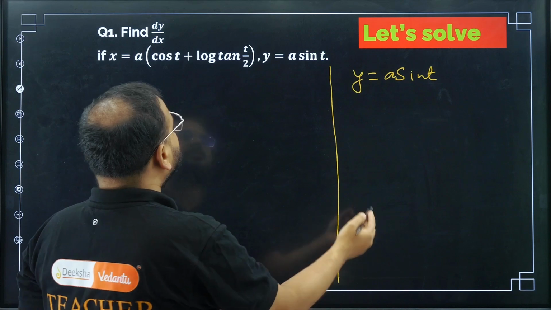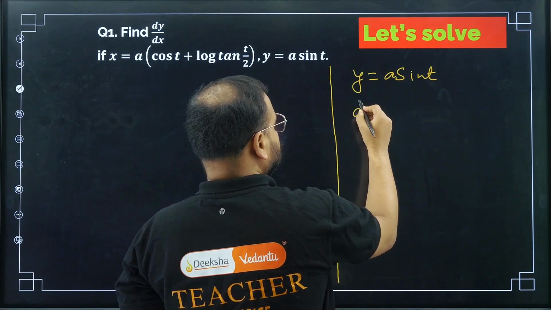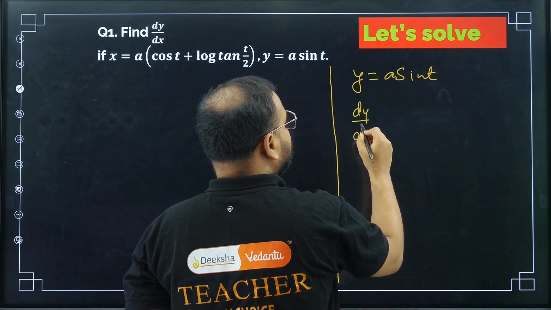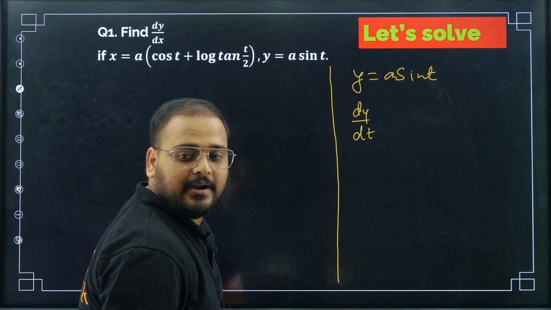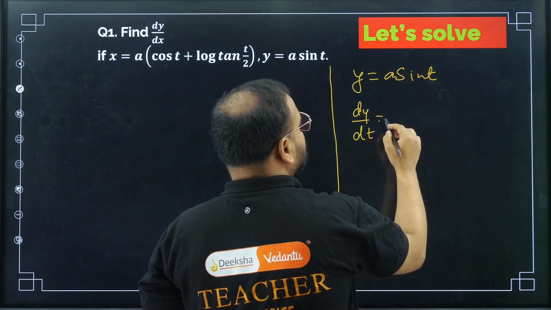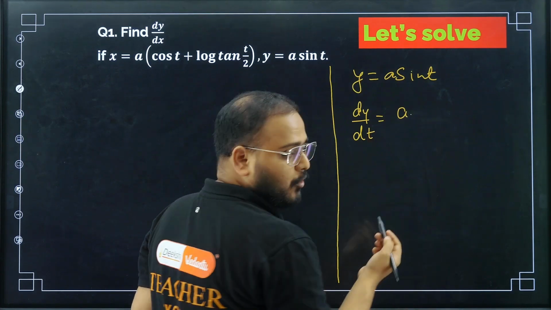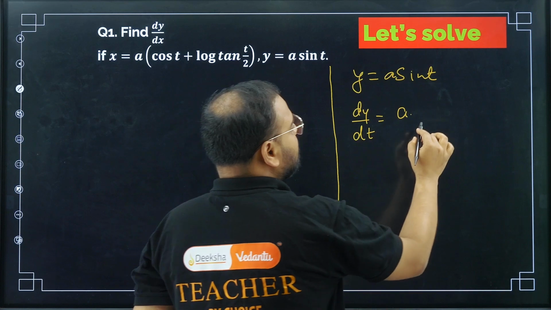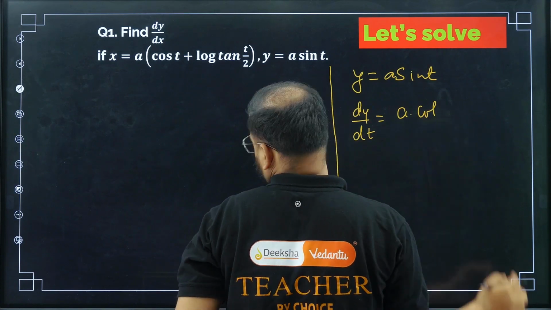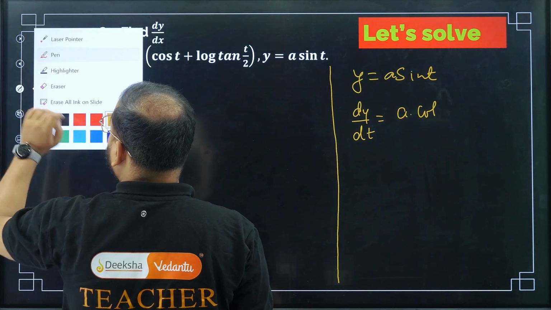So what are we looking for? First thing I said, we will find dy by dt. How much do we get here? A is a constant and will remain as it is, and sin will become what? Cos t.